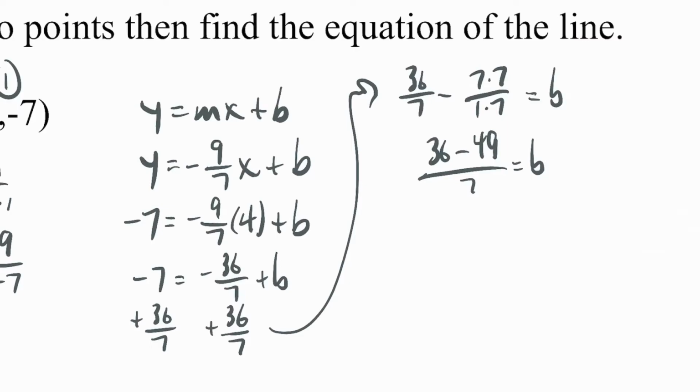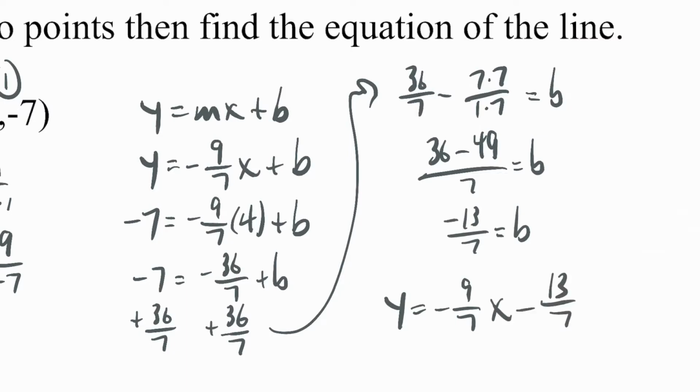So I get, was it negative 13? Negative 13 over 7 equals b. So my resulting equation is y equals negative 9 over 7 x minus 13 over 7.